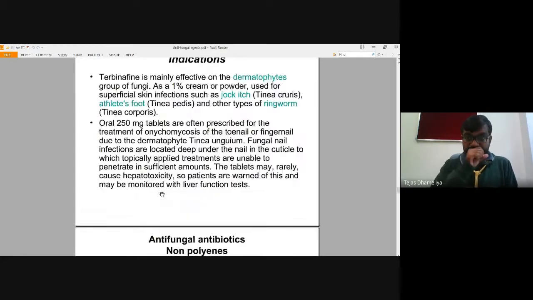Okay. In some conditions such as jock itch or tinea cruris, athlete's foot or tinea pedis, and other types of ringworm infections, this antifungal agent terbinafine can be used.